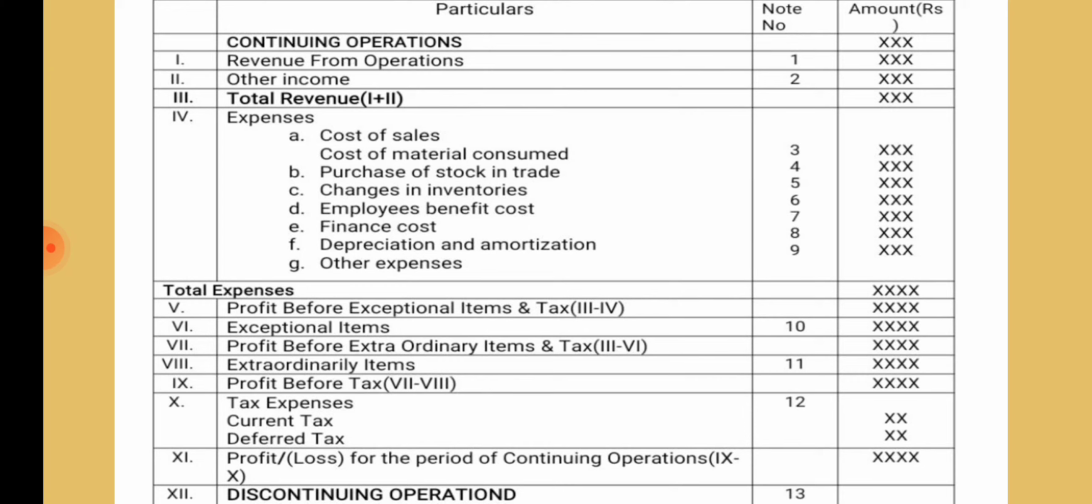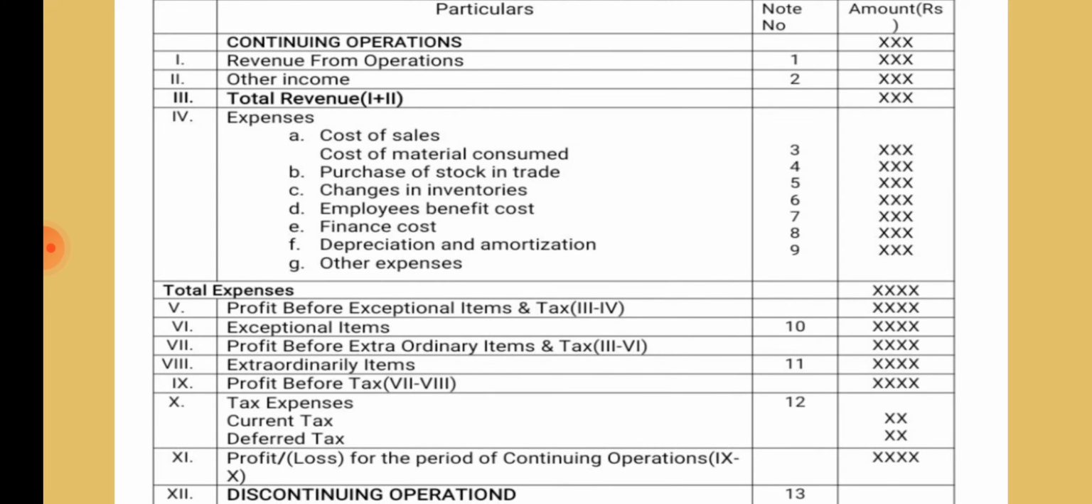Second, note number 2 is other income. If the firm has any income other than revenue from operations, such as income from house property or rent from a house property, interest received, dividend received, all such income will be taken under the head other income. An aggregate of these two, that is note numbers 1 and 2, is total revenue. 1 plus 2 is total revenue.